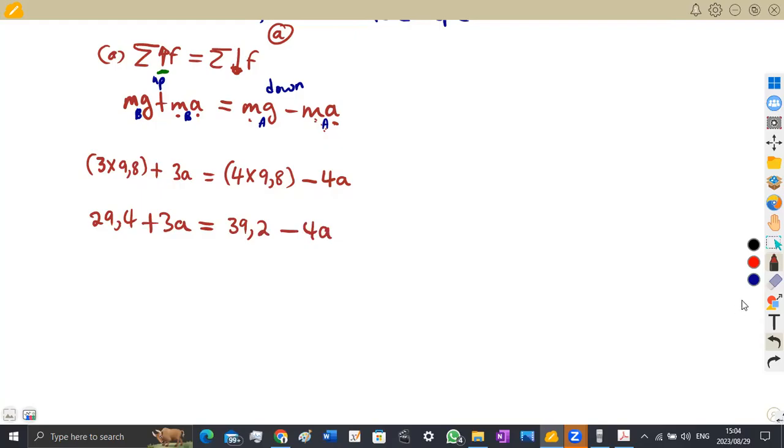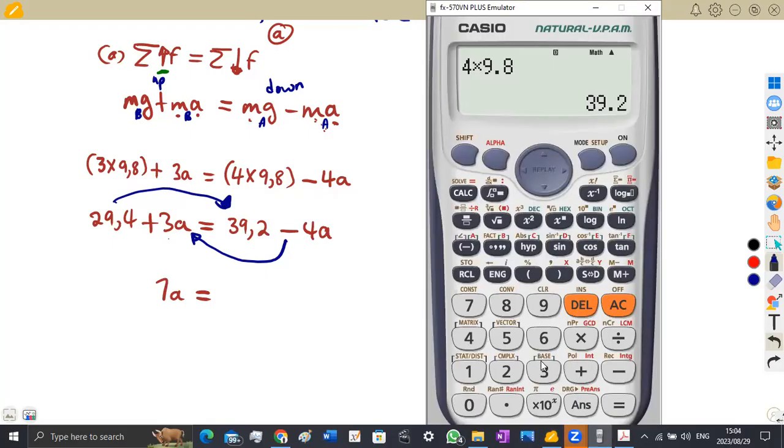From this part, we can collect our like terms. We can take 4A to this side so that it becomes positive. So that will be 3 plus 4, which is 7A. Then we can take 29,4 to the other side so that it becomes negative. So we are going to subtract 39,2 minus 29,4. That will be 9,8.